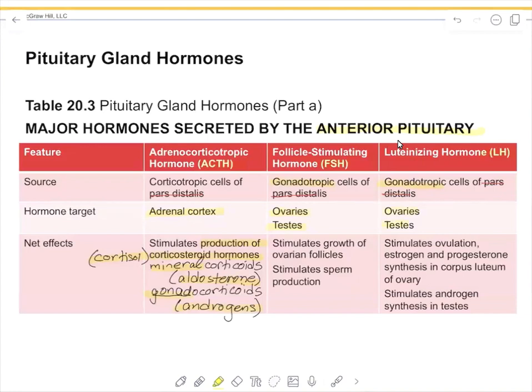FSH is going to stimulate ovarian follicles, which is basically the cells that surround the developing egg in the ovary, as well as sperm production in the testes. Luteinizing hormone is going to stimulate ovulation, as well as estrogen and progesterone production. It also stimulates androgen synthesis in testes, which is testosterone.